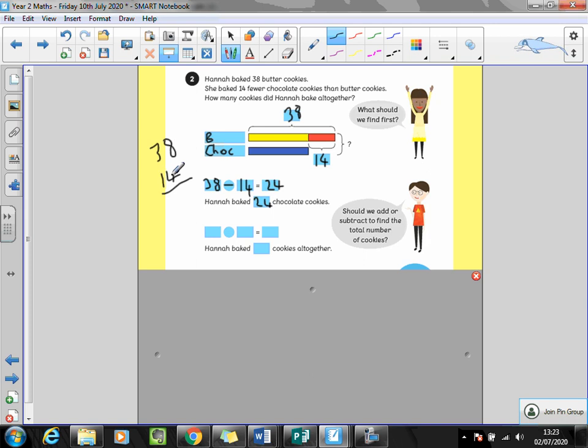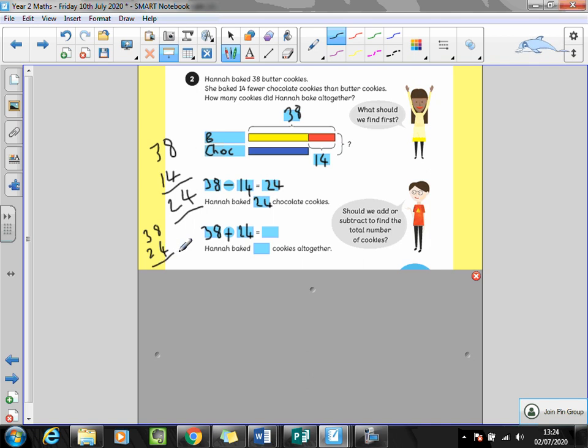8 take away 4 is 4. 30 take away 10 is 20. So we know there are 24 chocolate cookies. We can then find the answer to the original question. How many cookies did Hannah bake altogether? Well, we know she baked 38 butter cookies, and we now know she made 24 chocolate cookies. And again, if you used column addition, we should have had 38 plus 24.